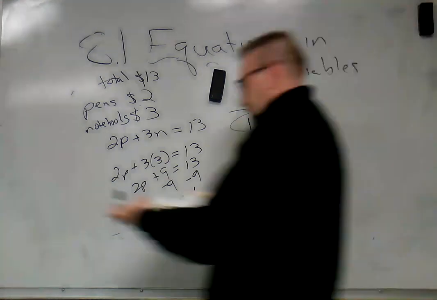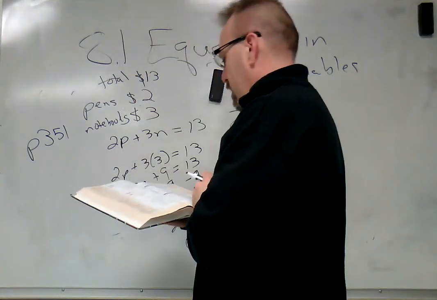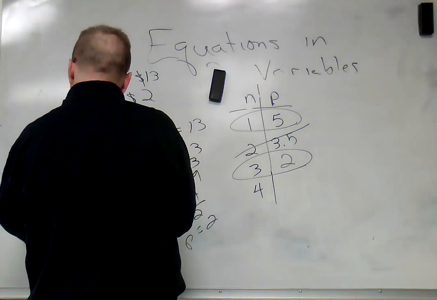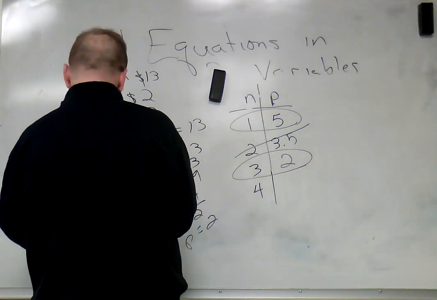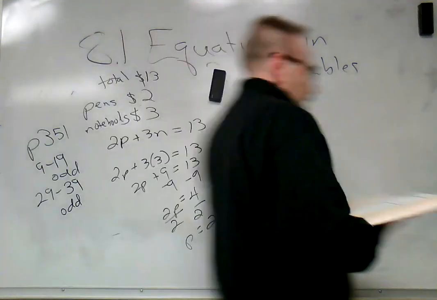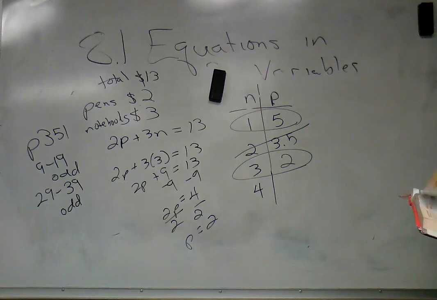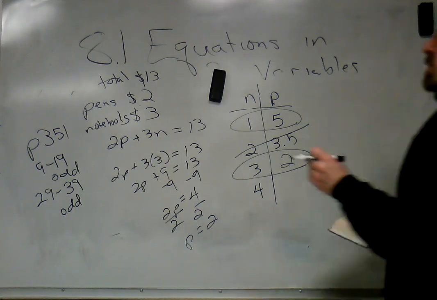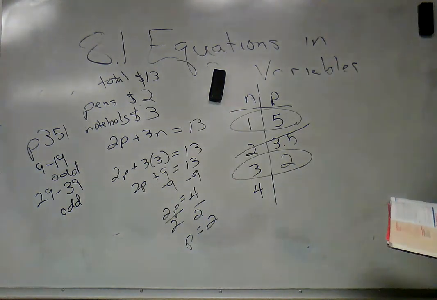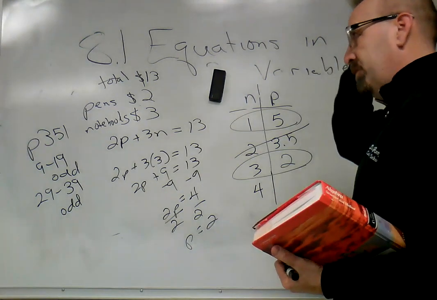What I want us to start with today, 351. 9 to 19 odd and 29 to 39 odd. 351, 352, 2 word problems. Even if you're struggling with the word problems, do guess and check. Pick numbers, just start making a chart, see if you can make it work. Like I said, over the course of next week, we'll give you different strategies to help you come up with a better way.